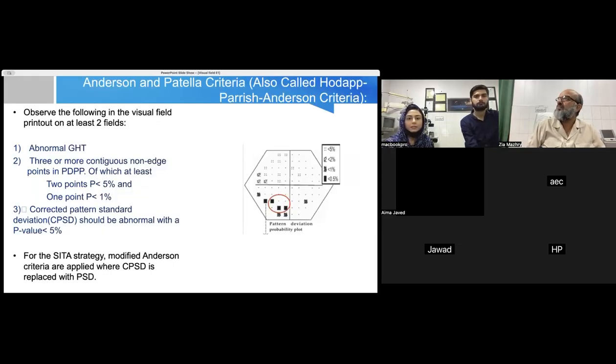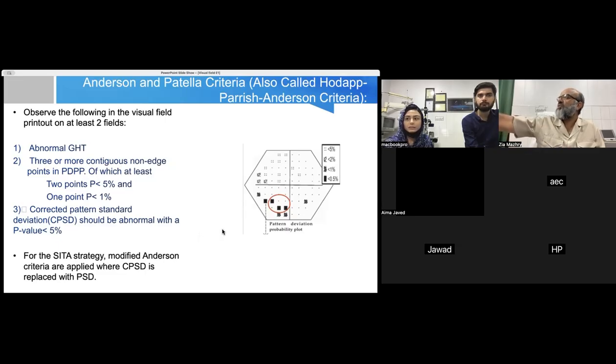Another criteria to classify early field defects is the Anderson and Patella criteria, also called the Hodapp-Parrish-Anderson criteria. In this, we have 3 main points. First is the normal glaucoma hemifield test. Second is if there are 3 or more contiguous non-edge points in the pattern deviation plot, NPs, non-edge points, of which at least 2 have a p-value less than 5% and 1 point having a p-value less than 1%. And third is corrected pattern standard deviation should be abnormal with a p-value of less than 5%.